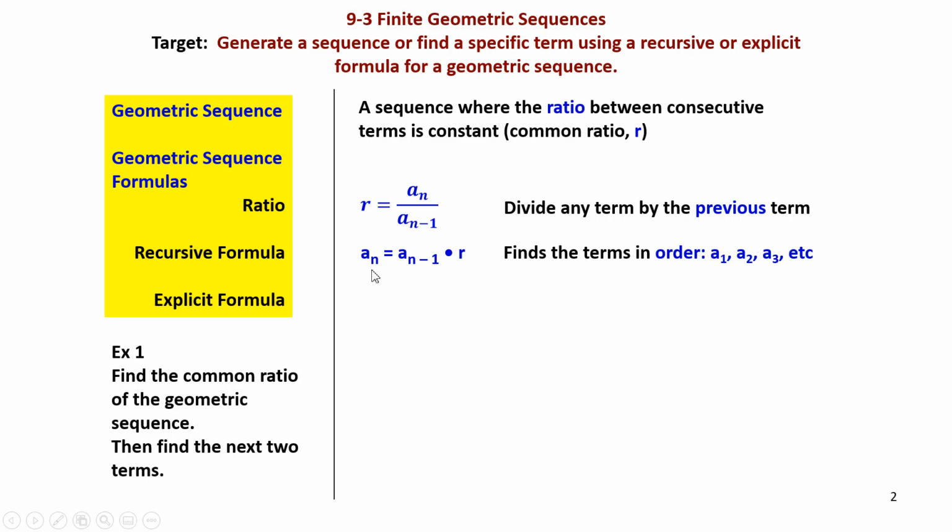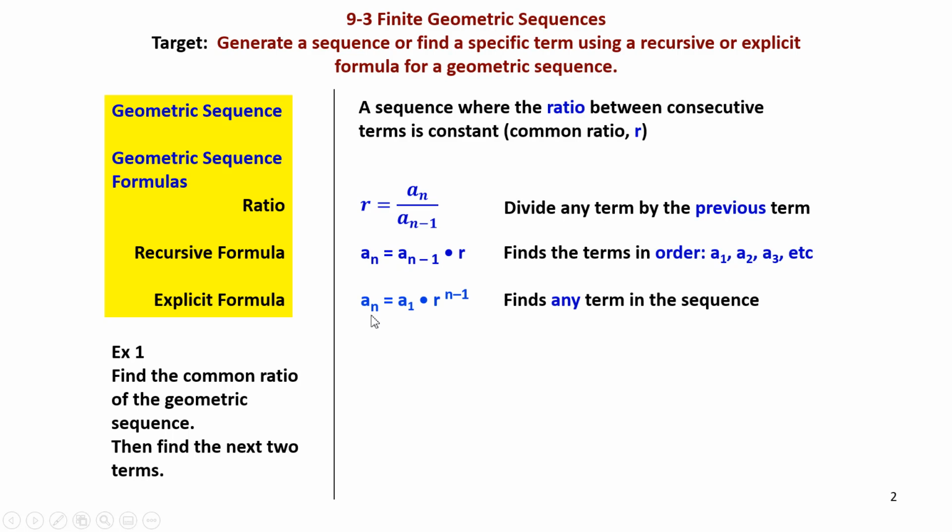Recursive formula, very similar to the arithmetic one. To find any term in the sequence, you're going to take the term before it, but instead of adding d, you're going to multiply by that ratio. Okay? Again, the recursive formula finds terms in order. So if I wanted to find the fifth term, a sub 5, I would need to know what a sub 4 was, and then I would multiply that by my r value, and I would get a sub 5.